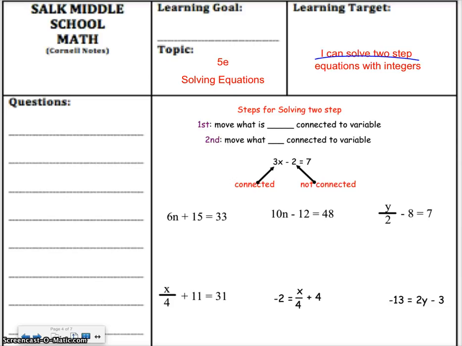When you start solving, when you have to do a couple things to get the variable alone, you move what's not connected to the variable first. And then the final thing you do is move what is connected to the variable. So you move what's not sticky, and that's what I mean by connected, and that's what you're going to hear me say today. I'm going to say what's not sticking to the variable, what is. So you move what's not first, what is second.